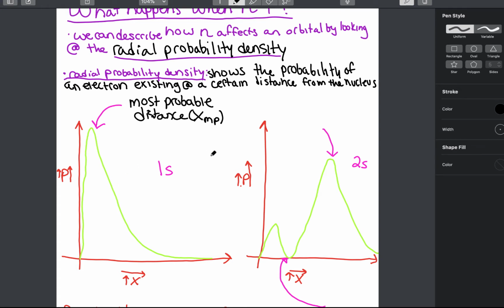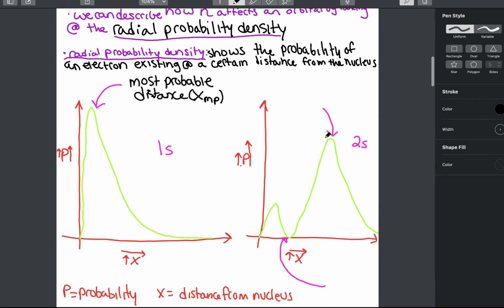So now let's move on to the 2s orbital. So here we again have in the y-axis increasing probability going from bottom to top, and then increasing distance from the nucleus from left to right. So let's first look at the two peaks. So we have one peak here and one peak here. This tallest peak now, right here, basically shows you that the probability of finding an electron in the 2s orbital at a further distance away from the nucleus is much greater than it is to find one closer to the nucleus.